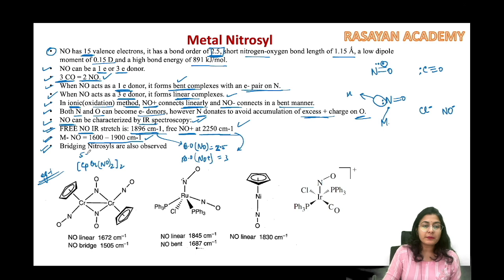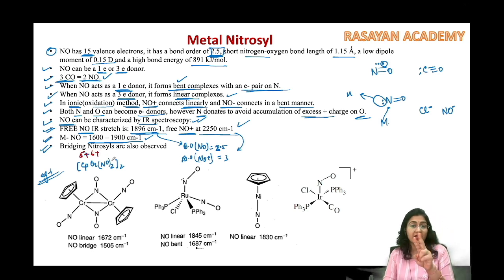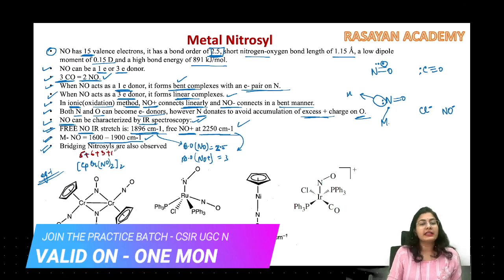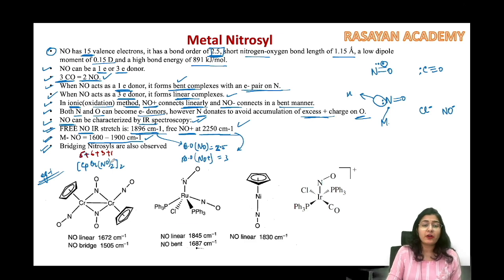5 electrons for Cp, and how many electrons for chromium? 6 electrons for chromium. 5 electrons for Cp, 6 electrons for chromium. Now these nitrosyls are behaving in two different ways: in one we took 3 electrons, in the other we took 1 electron. We are not considering the metal-metal bond as of now. So if we don't consider the metal-metal bond, it's 5 plus 6 plus 1 is 12, plus 3 is a 15 electron system.